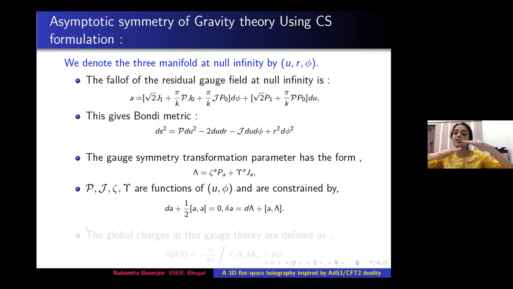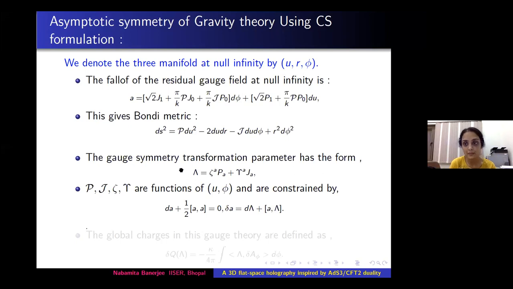We wanted our metric to be a flat metric at large R. And then we wanted to understand what kind of isometric transformations I can perform on this metric such that its boundary behavior does not change. Okay? Such that the falloff does not change. So here also in Chern-Simons, what we need to take is the right falloff, and then we are looking for gauge transformations, non-trivial gauge transformations, which are non-zero at the boundary, but such that under that gauge transformation, this falloff does not change. That's what we are looking for.